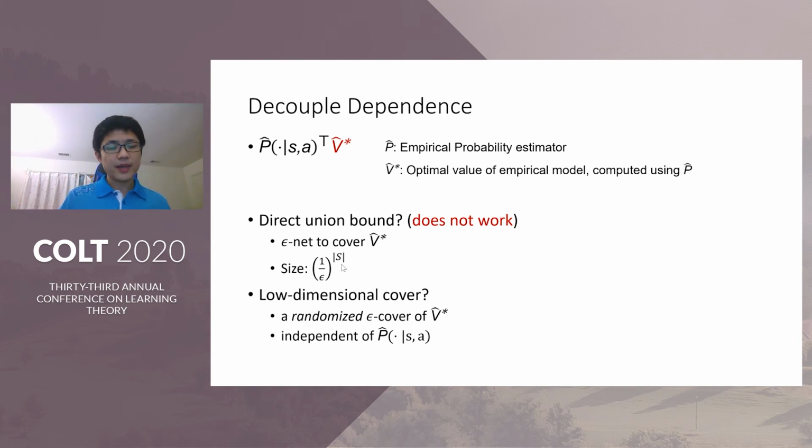So in fact, in the paper, we showed that this direct union bound is using a deterministic epsilon net, right? So the size is very big. So in our paper, we are constructing a randomized epsilon net that is actually very small. In fact, it's a one-dimensional epsilon cover to cover this value vector, and based on this, we can apply a union bound and lose only a small factor in terms of sample complexity. And in particular, this net is going to be independent of the probability vector.